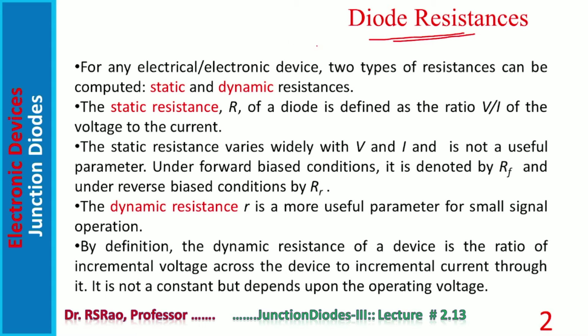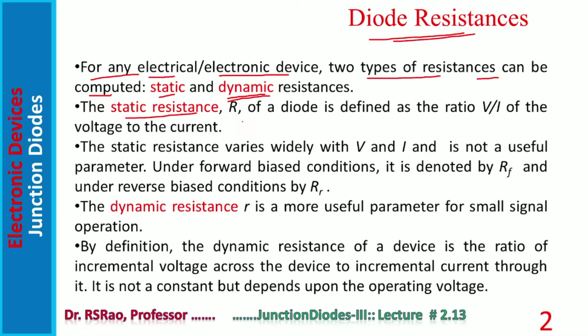resistances, diode resistances. For any electrical or electronic device, two types of resistances can be defined. One is called static, another is called dynamic. So static resistance, dynamic resistance. Two types of resistances can be defined for any electrical or electronic device.